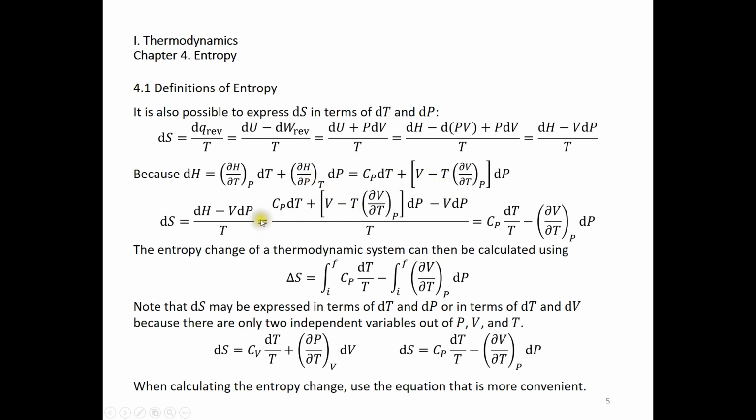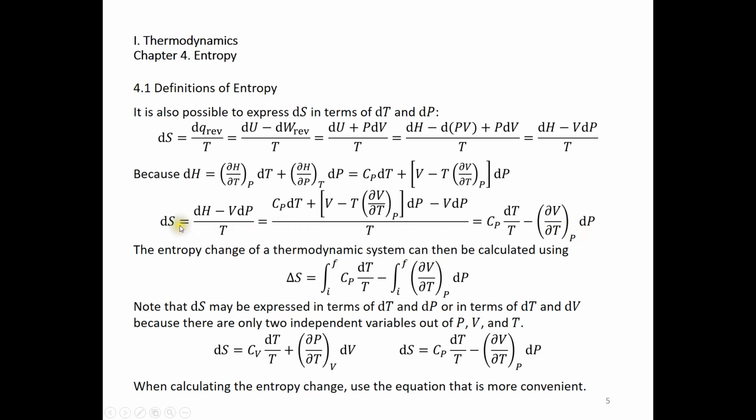So now we're going to plug in the expression of dH. So 1, 2, 3, three terms on top for dH and then minus VdP. And then fortunately this VdP and this negative VdP cancel. So we have only two terms left for the differential of entropy. The two terms are Cp dT over T and also negative delta V over delta T times dP.